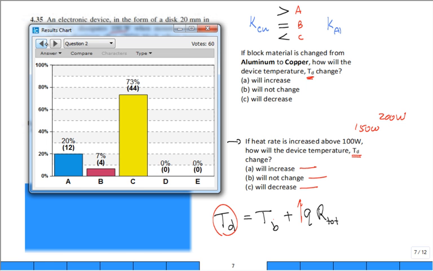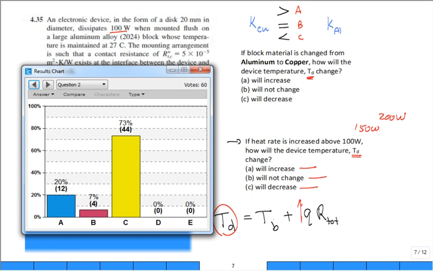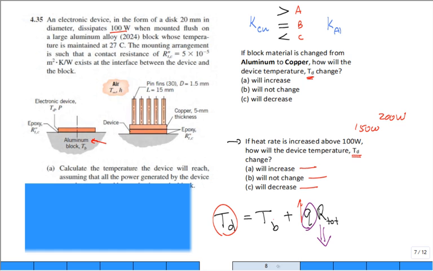So if I switch to put a higher thermal conductivity into this block down here, it'll reduce the resistance to heat transfer through that block. Hence, the overall resistance to heat transfer will go down for the same Q. Hence, the device temperature will go down. So a lot of you were correct. All right, very good. Let's press forward.